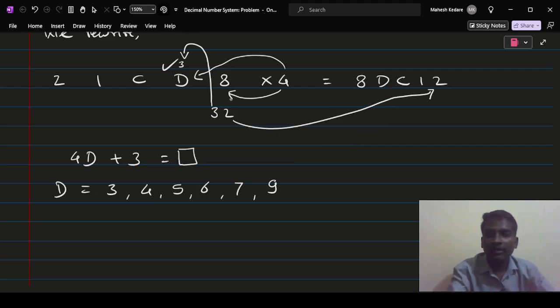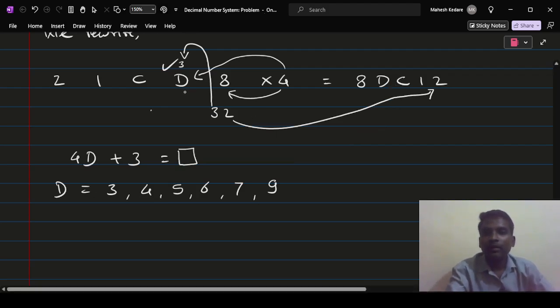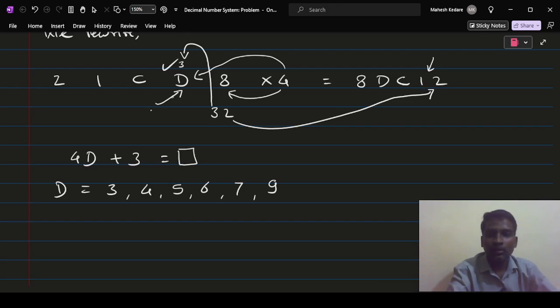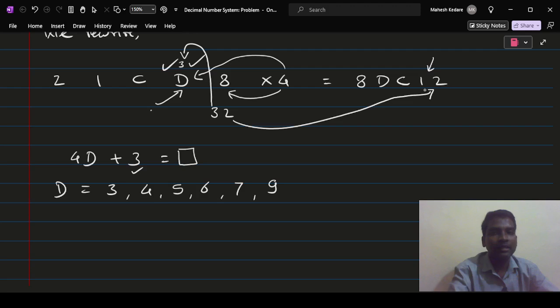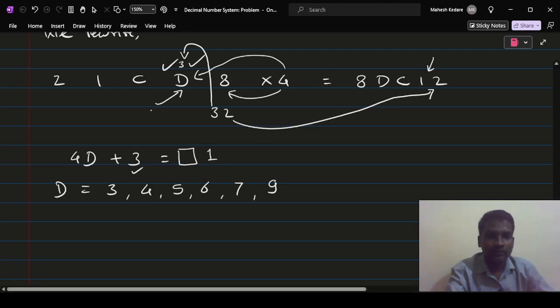Sorry, there is one mistake. The operation done at this place gives digit 1 in the same place, in the second place, in the resulting number. So when we multiply 4 with D and add this carry, it must give us a number that leaves 1 in the second place, or in the 10 place. So it must be 1 here.